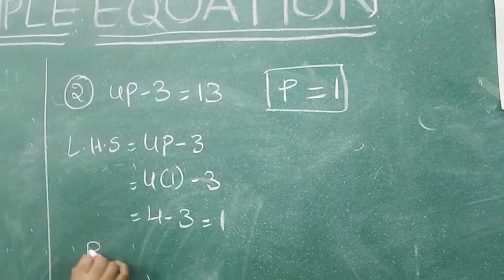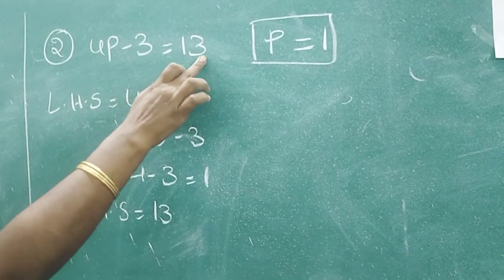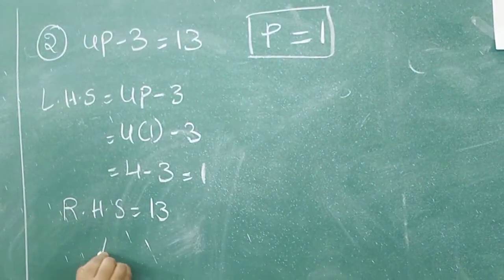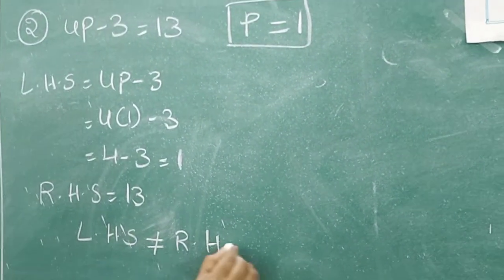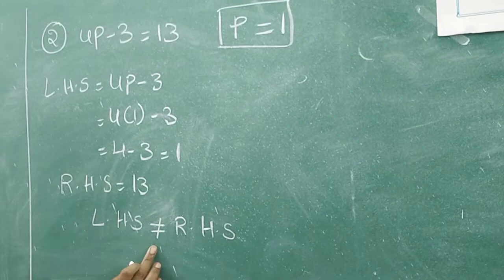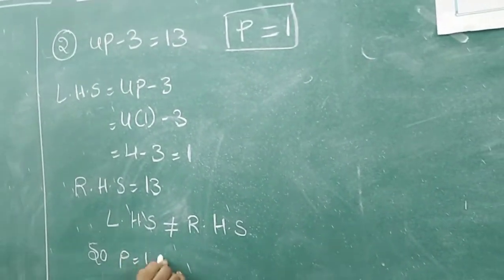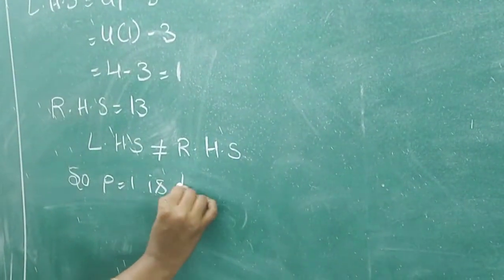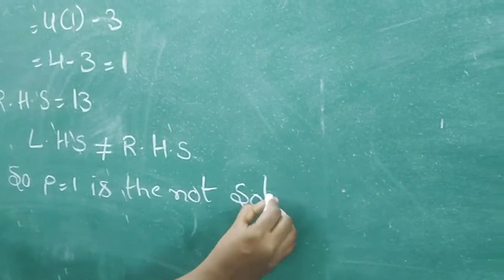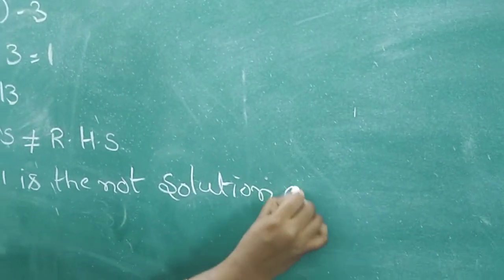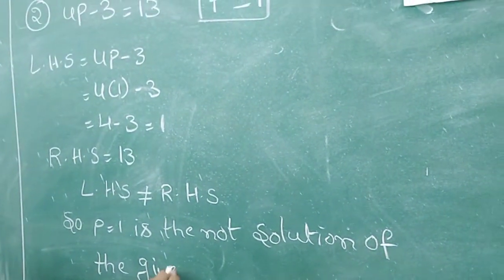The value of RHS is equal 13. So LHS is not equal to RHS. So p is equal 1 is not a solution of the given equation.